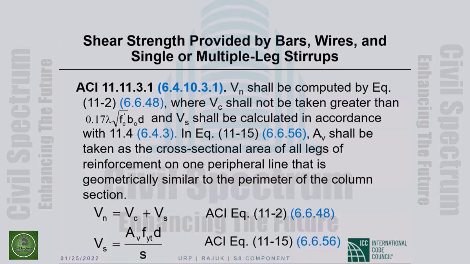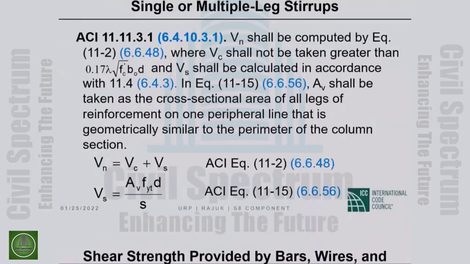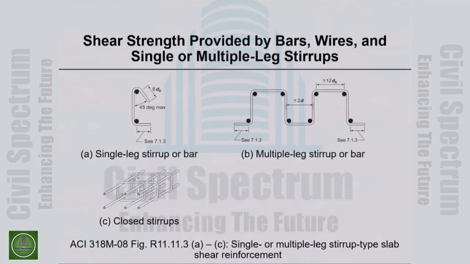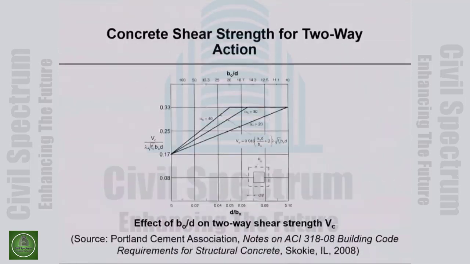So, V sub n, nominal shear strength, again is V sub c plus V sub s. Now, this is very important: when there is no shear reinforcement, concrete is good for about 4 square root of f sub c prime. The three expressions that you saw.